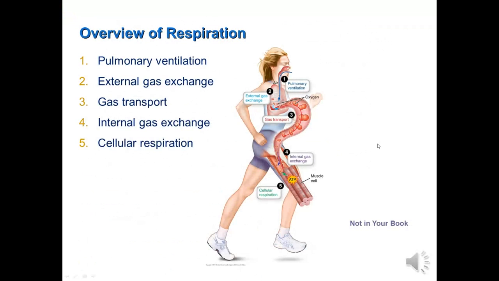So this is the image. This is a slide from the screencast on introduction and organization of the respiratory system. It basically outlines the 5 events of respiration. Those are all of the events necessary to bring oxygen to the cells and remove carbon dioxide from the cells. The first is pulmonary ventilation.